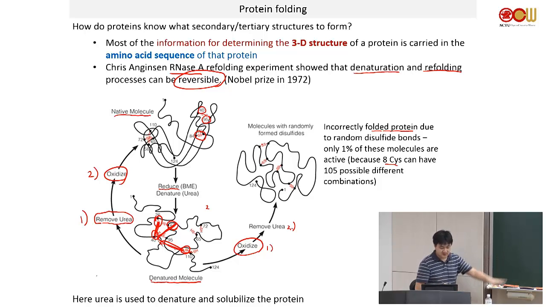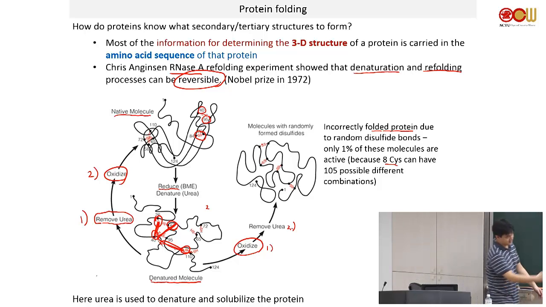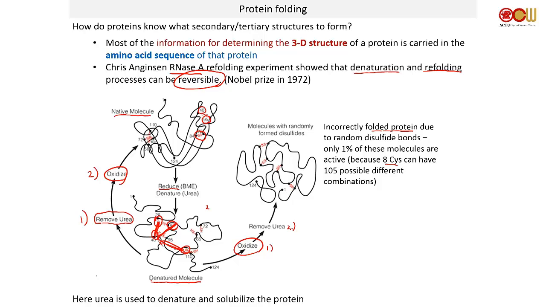Okay, but in the case of the left side here, it's harder, because you remove the urea first, and then the protein has already become a structure that looks like the native state, and then you oxidize, then it will find whichever cysteine is closest to each other. Okay. Regardless, the conclusion is that protein folding is reversible.